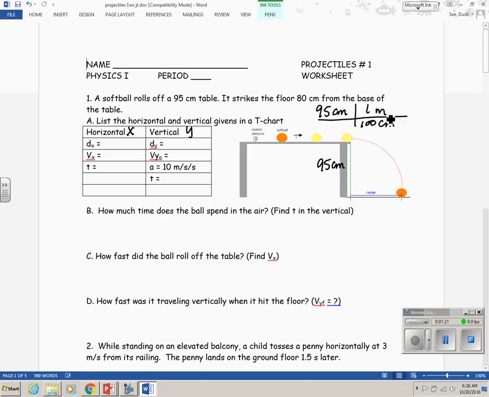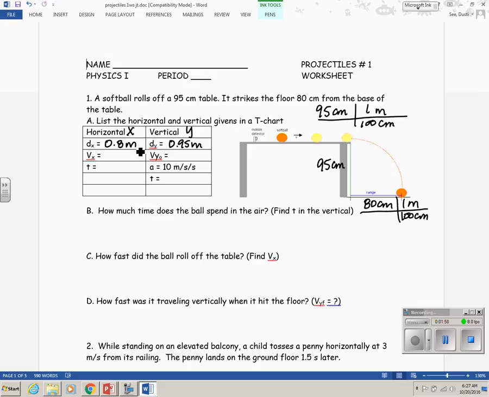So this is actually going to be a y value, and it's going to be my dy. So I'm going to put 0.95 meters right here. It's going to strike the floor 80 centimeters from the base. So that's actually my range, 80 centimeters right here. Again, I'm going to have to convert. So I'm going to have to say that 100 centimeters is 1 meter. And that will make this dx value 0.8 meters. Now, I want to find out how much time it takes. That's all I can get from my question.